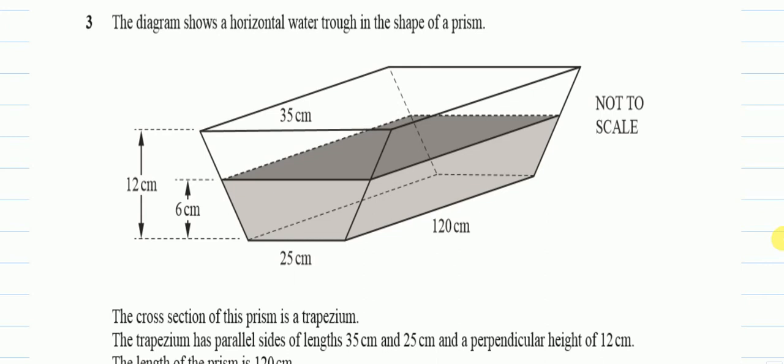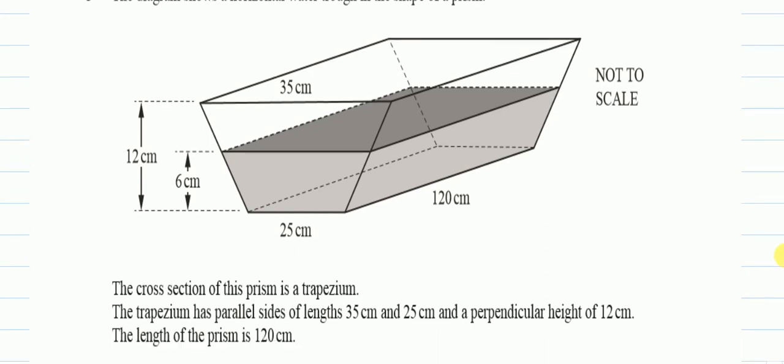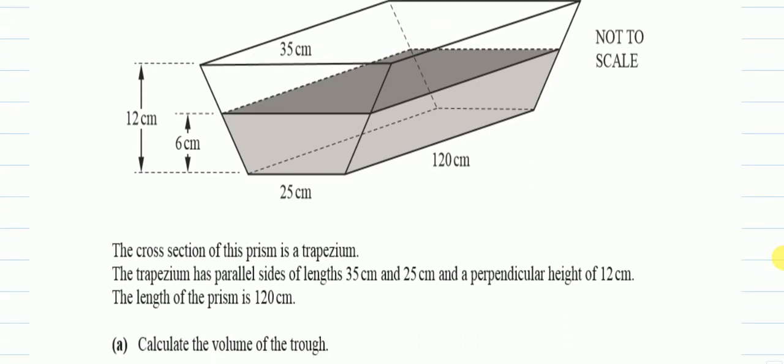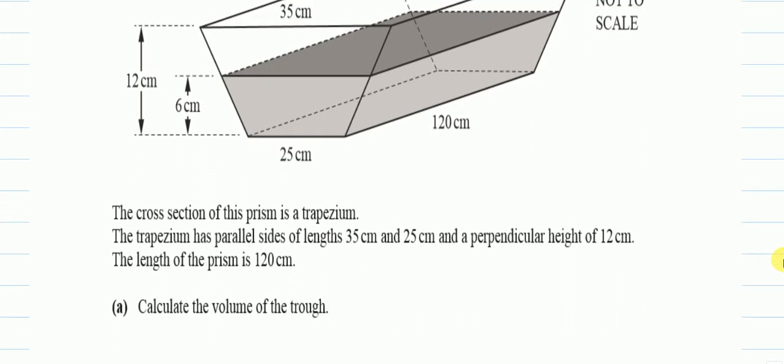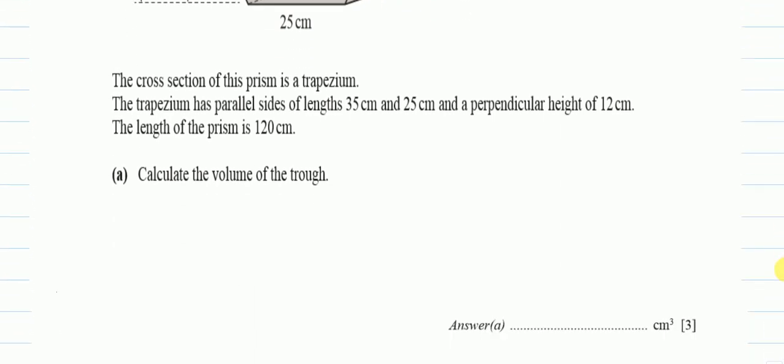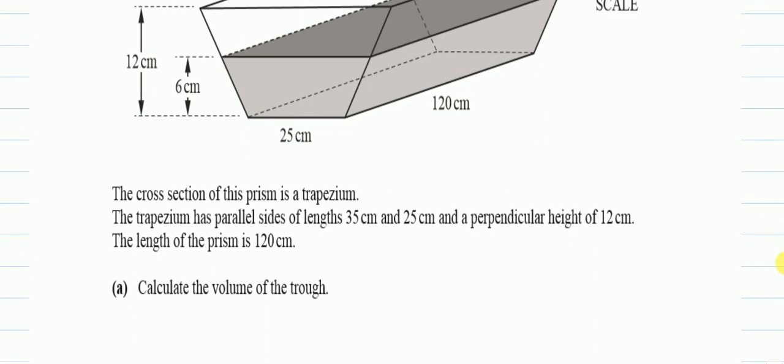There is a diagram shown of a water trough in the shape of a prism, and they have given us the markings, the lengths and the heights. The cross section of this prism is a trapezium. Very important point. The trapezium has parallel sides of length 35 centimeter and 25 centimeter and a perpendicular height of 12 centimeter. The length of the prism is 120 centimeter. Part A, we have to calculate the volume of the trough.